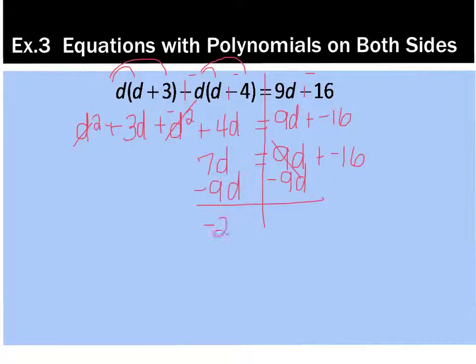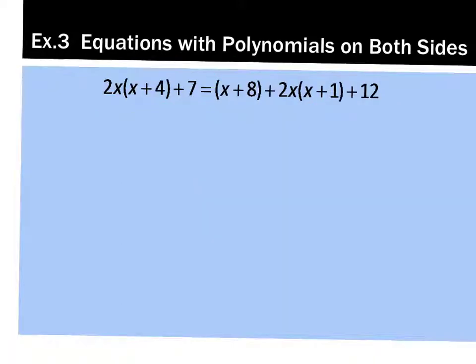So then we get negative 2d equals negative 16. And then if we divide both sides by negative 2, negative 16 divided by negative 2 is 8. So d is equal to 8. All right, here's a second part to example 3.